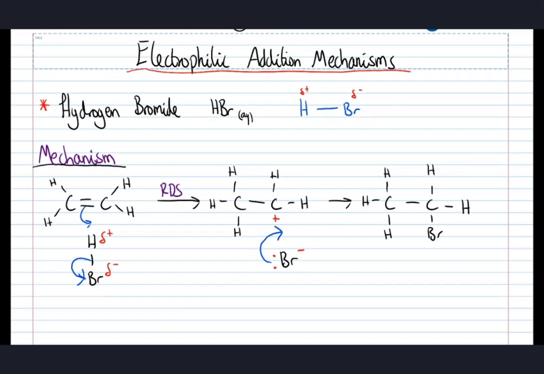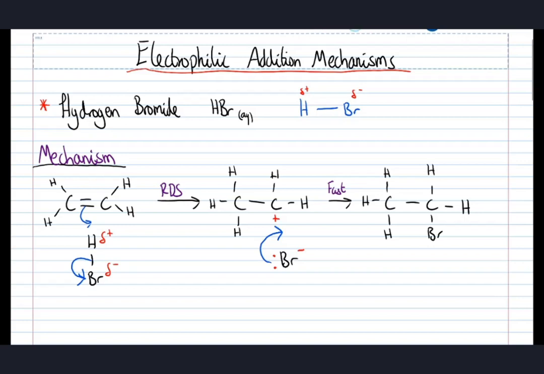And remember, as before, we need two curly arrows and two partial charges in the first step, two full charges, one curly arrow and a lone pair in the second step. And the second step is a fast step. That has nothing to do with the overall rate of reaction.